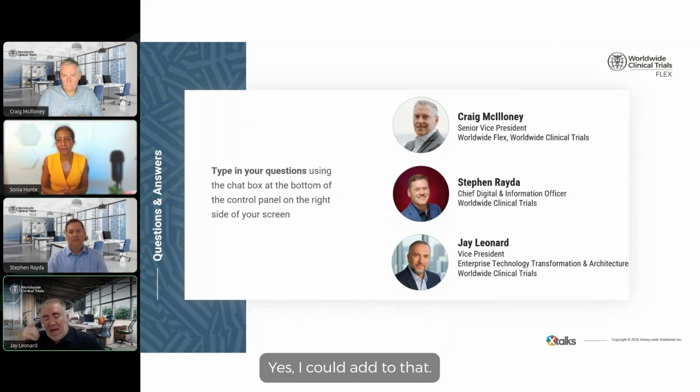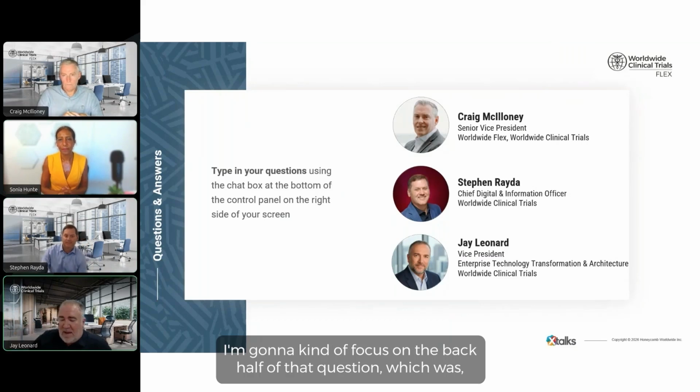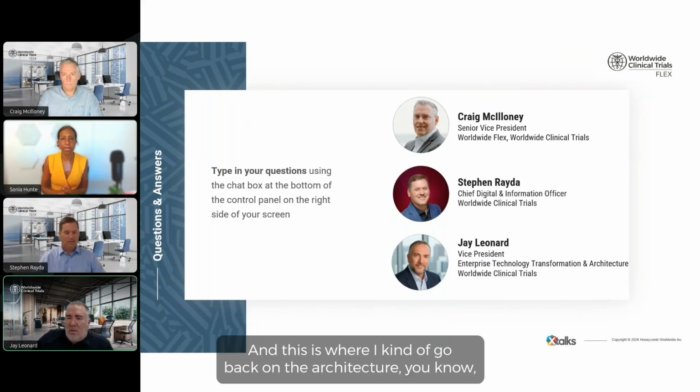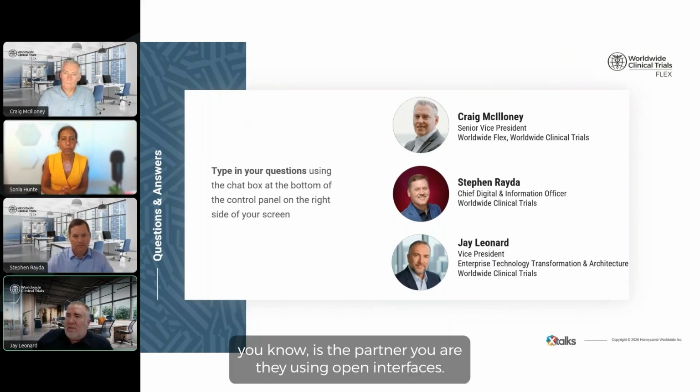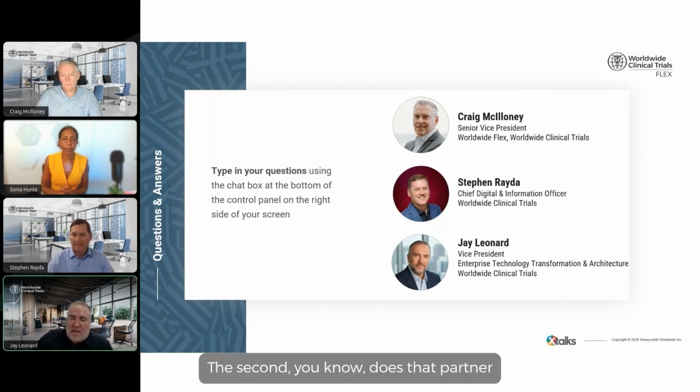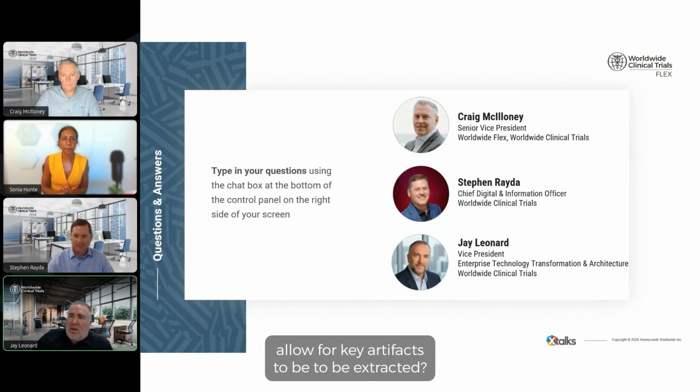Yeah, Steve, if I could add to that, I'm going to focus on the back half of that question, which was, how do you avoid that lock-in? This is where I fall back on the architecture. Is the partner using open interfaces? Because if they're not, it's going to be very hard to change directions. The second, does that partner allow for key artifacts to be extracted?